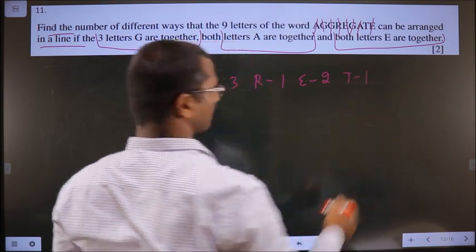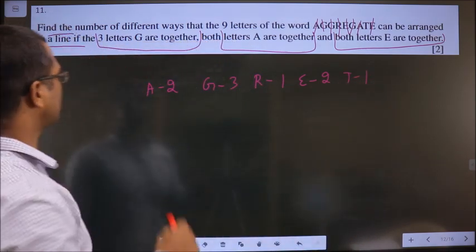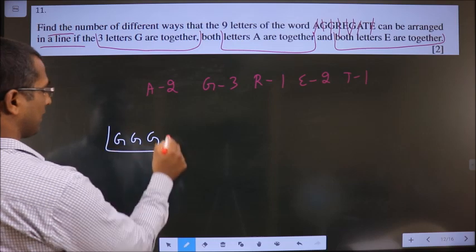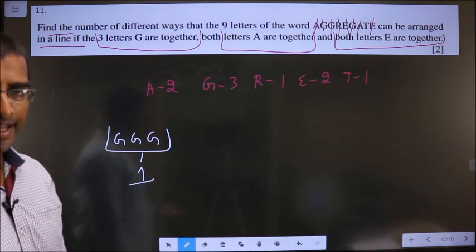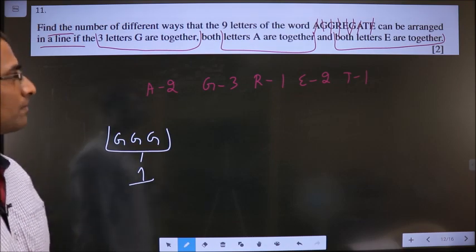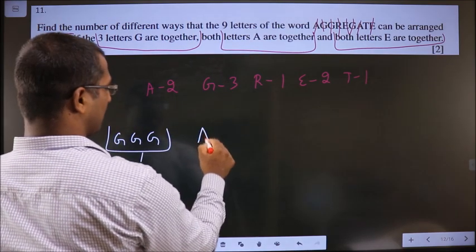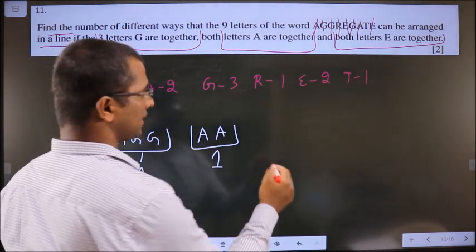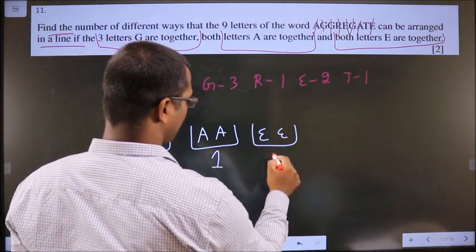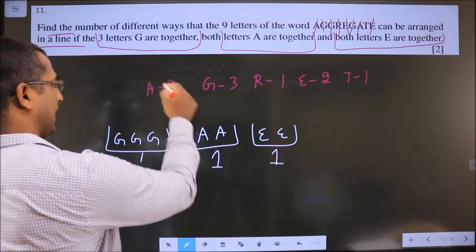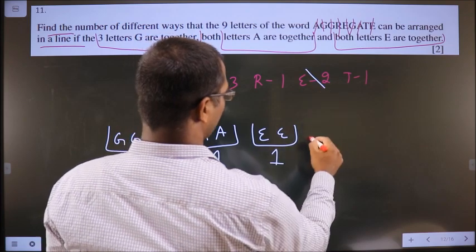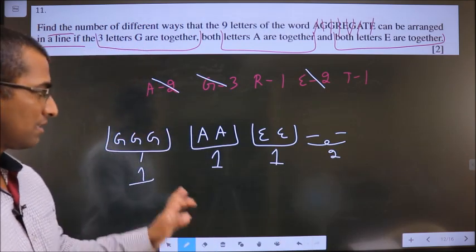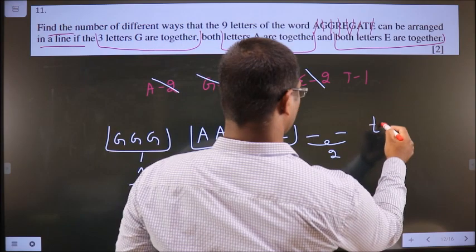And T is once. Now the condition that I should make sure is the 3 G's are together. So G, G, G, I should consider them to be one unit. Only in that case can I be sure that they are together. And both A's are together, so consider the A's to be one more unit. And both letters E are together, so consider E also to be one more unit. So now A is done, G is done, E is done. Left out with R and T. So now the total is 1 plus 1 plus 1 plus 2, so that is 5.